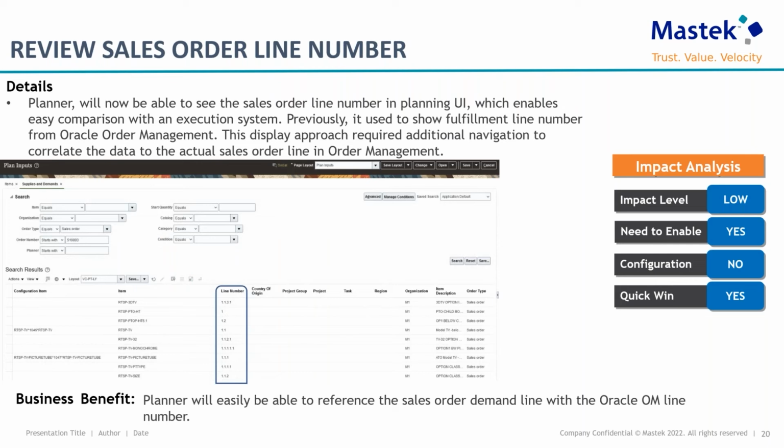Next, review sales order line number. Oracle has come up with an important change on the planner's UI. Now, they will be able to see the sales order line number against all the order specific demand instead of the fulfillment line number. This enables an easy comparison with what is in the execution system and can save time and clicks for a planner when they are trying to compare sales order data versus the planning data. This feature benefits in saving time, clicks, and ease of comparing the systems. Although this is an opt-in feature, it will no longer be optional starting 23B.